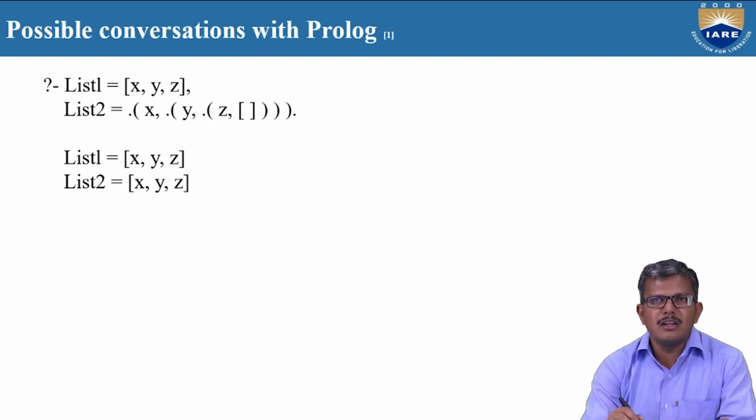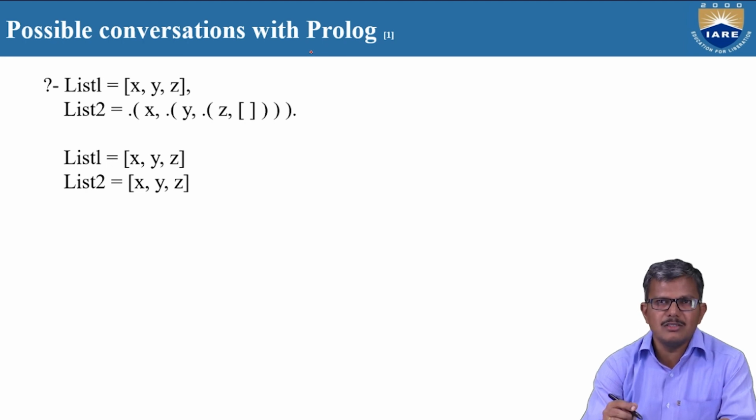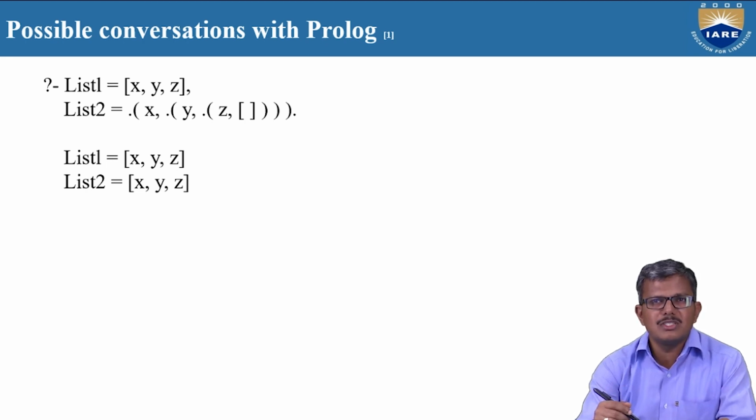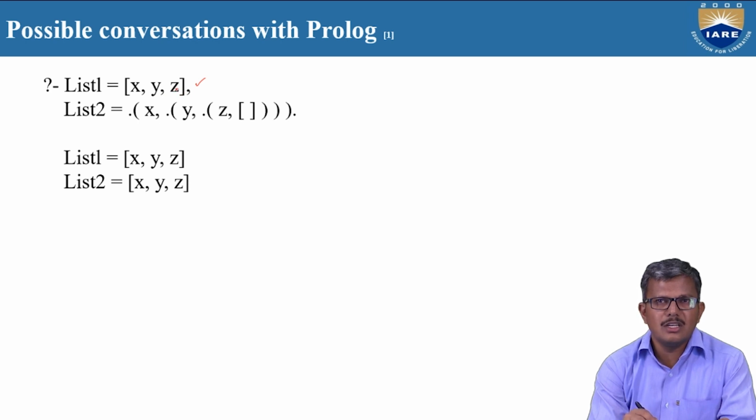Let's try to see some possible conversions with Prolog. How will the conversions be done? Taking the same list and representing it in different ways. In this case, observe the first one, taking a sequence of elements like x, y, and z. These are written in small letters, so we can call them objects. Using these items, we have created a list and named that list list 1.